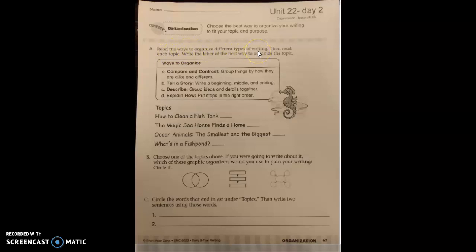We're going to read the ways to organize different types of writing, then read each topic and write the letter of the best way to organize the topic. So first, in the box, letter A is compare and contrast. That is when you group things by how they are alike and different. B is telling a story. When you tell a story, you want to write a beginning, a middle, and end. C is describe. You're grouping ideas and details together. D is explain how. That's when you put steps in the right order.